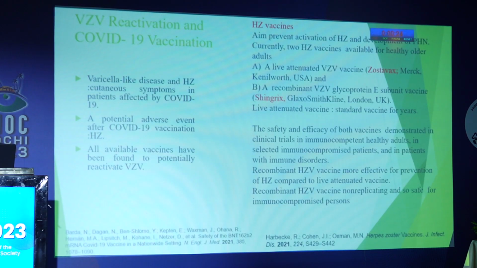raised IOP. So coming to COVID-19, vaccination can increase the risk of varicella zoster activation. And all these available vaccines have been found to potentially reactivate varicella zoster virus. Coming to varicella herpes zoster vaccines, there are 2 vaccines: a live attenuated vaccine, Zostavax, and second is a recombinant glycoprotein E subunit vaccine, which is Shingrix.